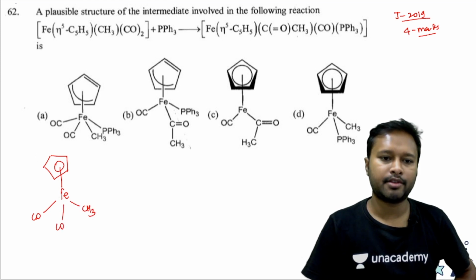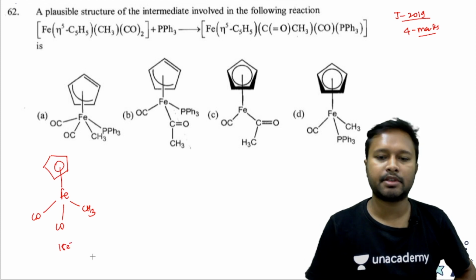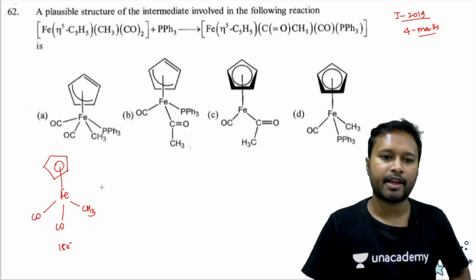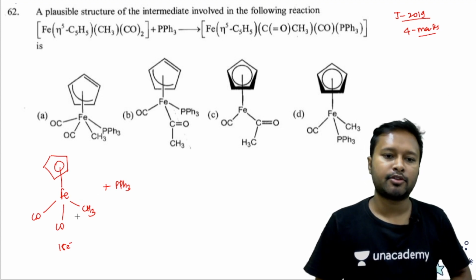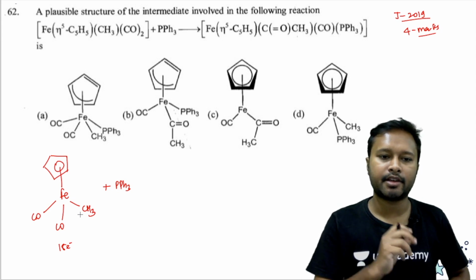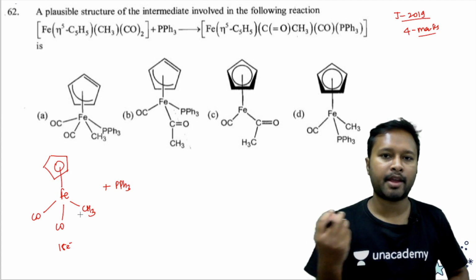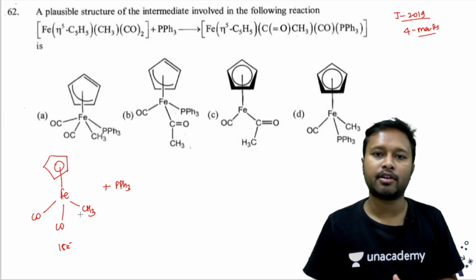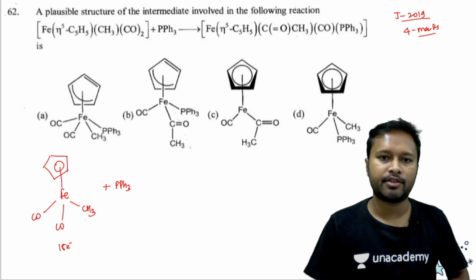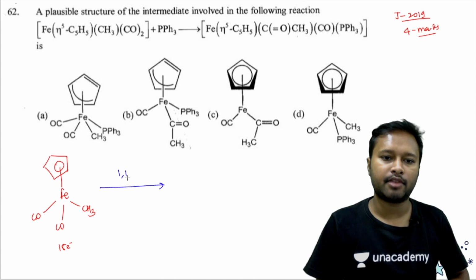So if you look at this species, this is an 18 electron species. Since you are reacting it with PPh3, it won't directly attack over here unless you create a vacant site. For that, understand this: in an organometallic fragment, if you have a methyl group as well as a carbonyl ligand, then there are high chances that it is going to undergo migratory insertion, 1-1 migratory insertion. So the first thing which is going to happen is 1-1 migratory insertion.